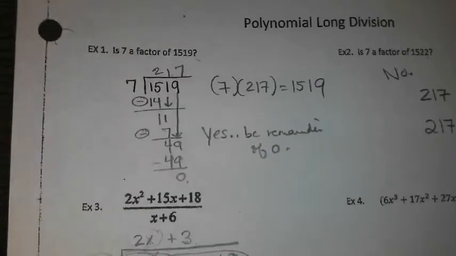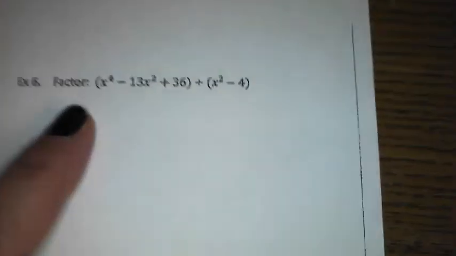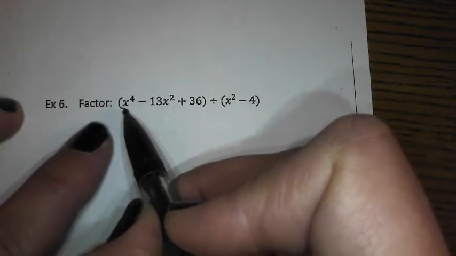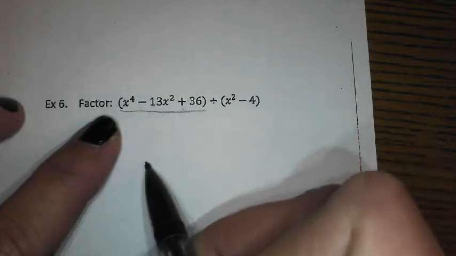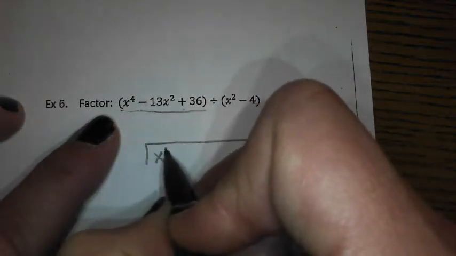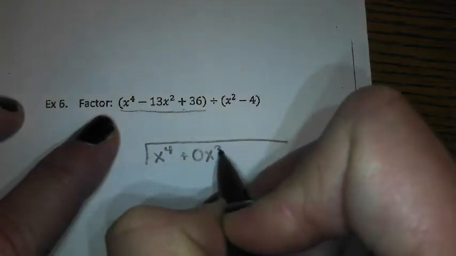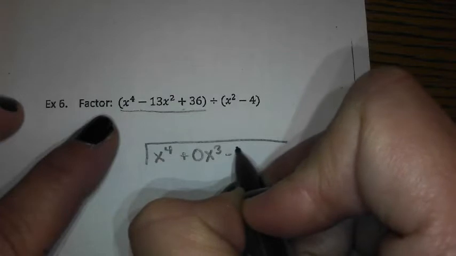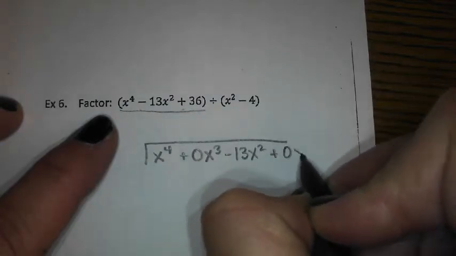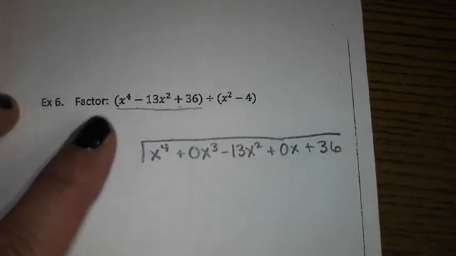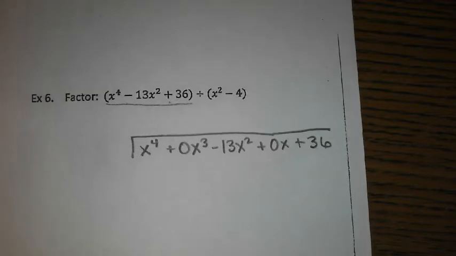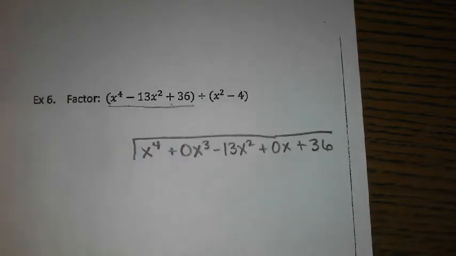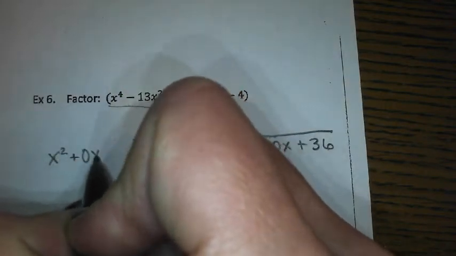Let's jump down to exercise 6. Okay. This is a polynomial. Do you see how we're missing the x cubed and we're missing the x? We need to put those in there. x to the 4th plus 0x cubed minus 13x squared plus 0x plus 36 has to be in there. You have to place hold when terms get skipped. And we're dividing by something that also got skipped: x squared plus 0x minus 4.